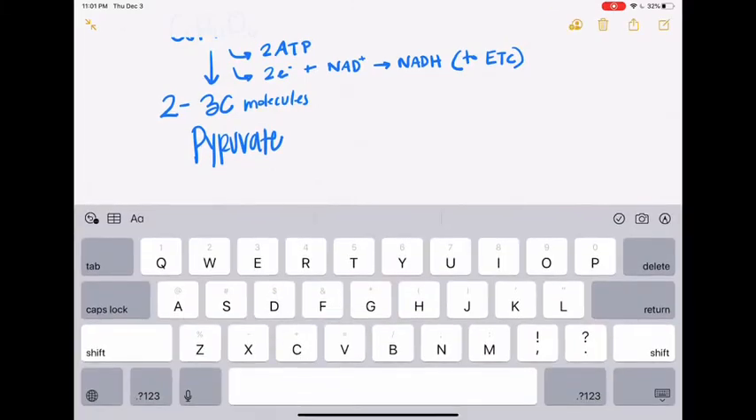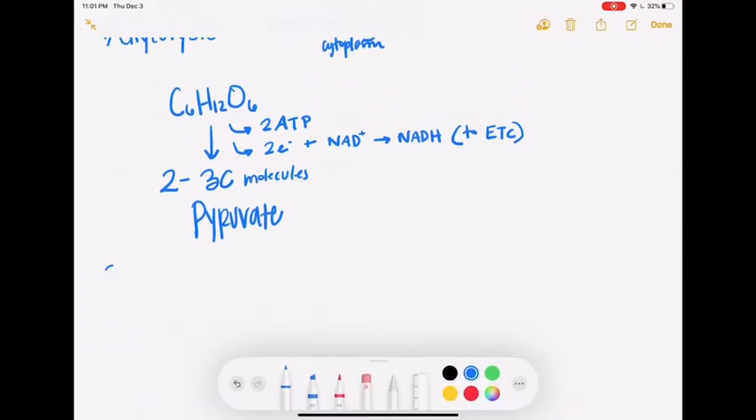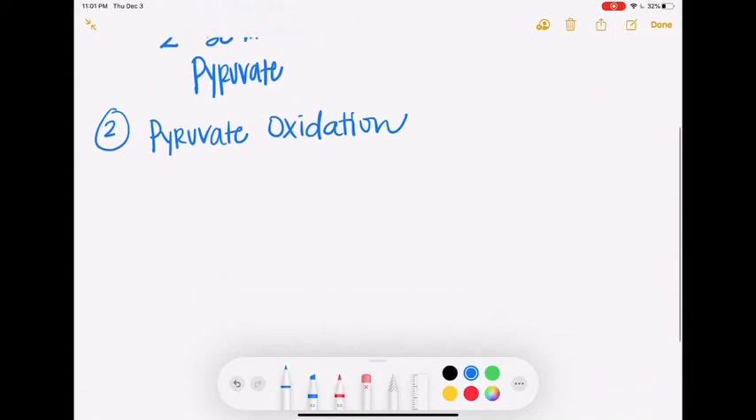So in the next step, step 2 is pyruvate oxidation. So it's being oxidized, and so that's a loss of electrons. So pyruvate's being broken down. And so pyruvate is converted to a molecule called acetyl-CoA.